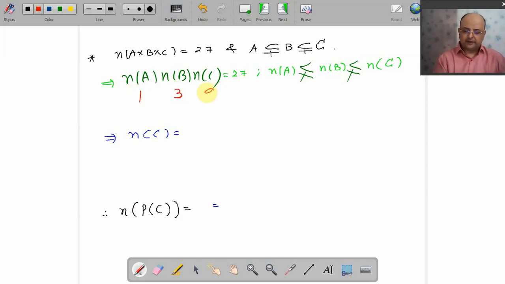1, 3 and 9. Are you left with any other choice? No. No other choice. N of B is less than n of C.